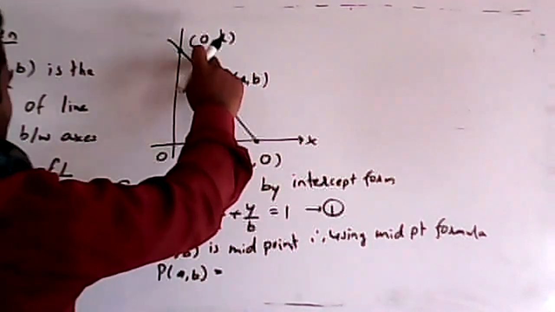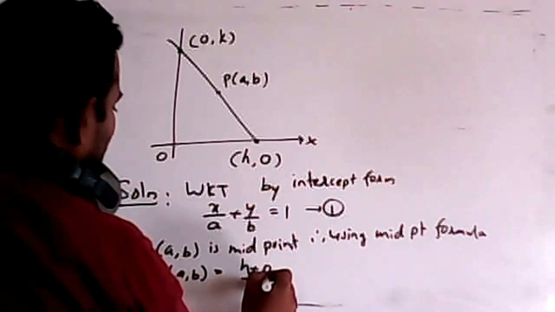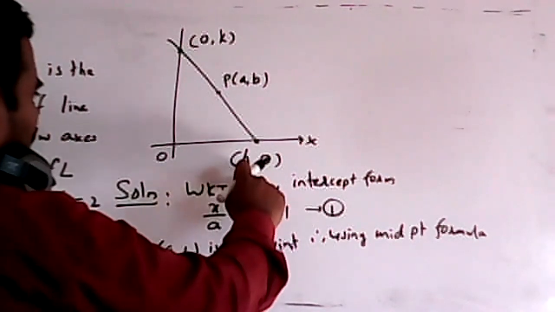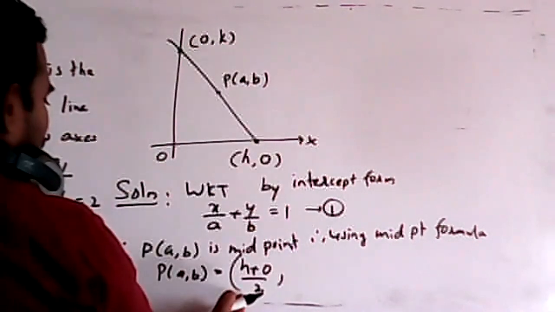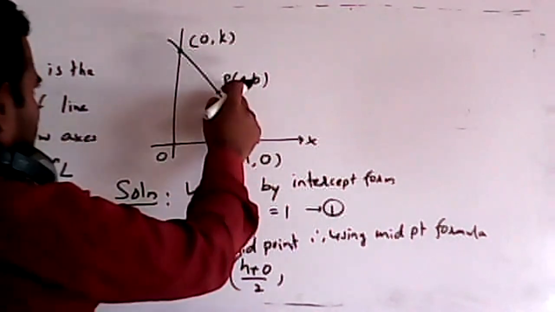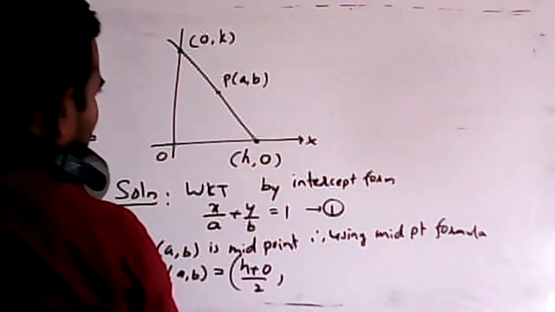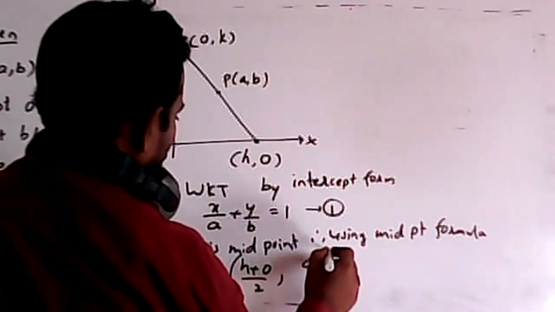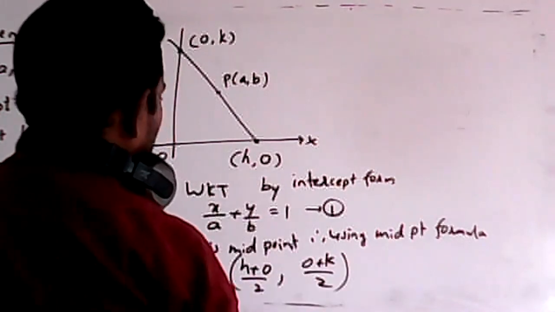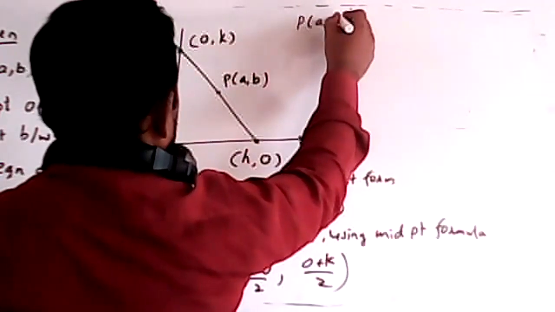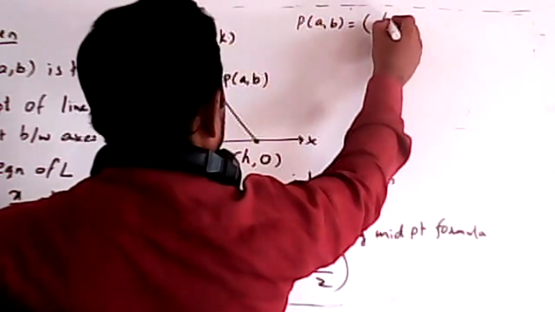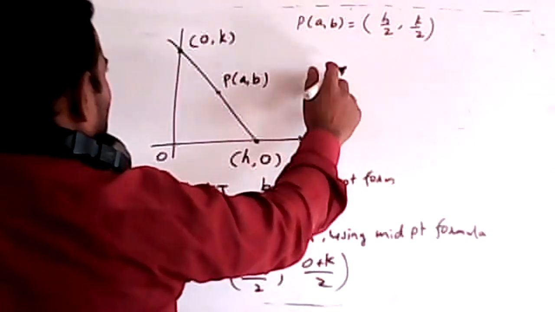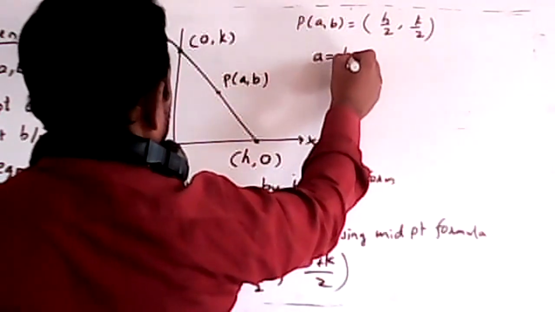x1 plus x2, that is h plus 0 by 2, correct? Both are equal since it is the midpoint. Again, y1 plus y2, y1 is 0, y2 is k, so 0 plus k by 2. You tell that P of AB is equal to h by 2 and k by 2, right? Then you tell that this implies a is equal to h by 2.